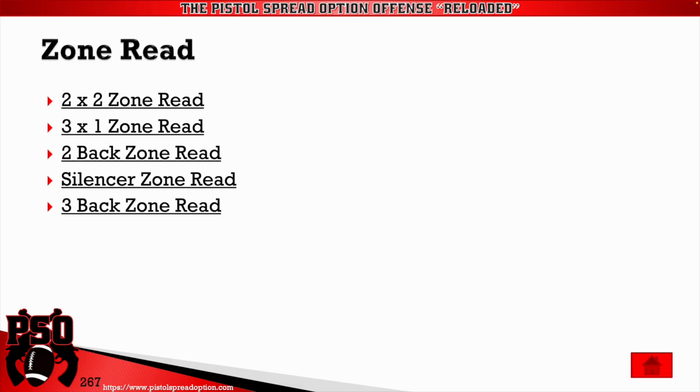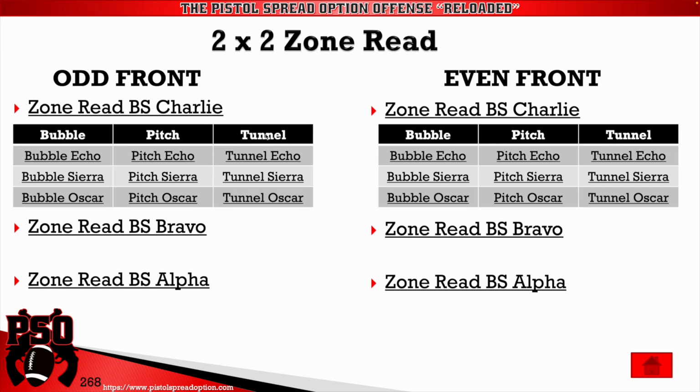This is exactly how we teach it. This is exactly how we implement it. This is exactly how we put it in. It doesn't matter if I'm at the youth level, the high school level, or the college level, I put it in the exact same way. We're going to install the 2x2 first. The first play we put in is the zone read. So let's jump into it. Let's go to the 2x2 zone read.